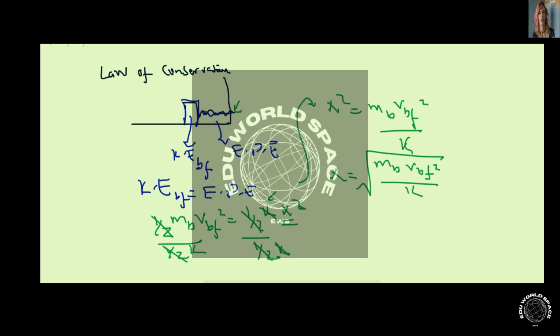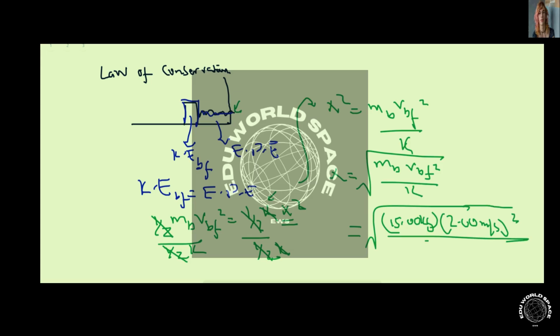The other thing that happens is now we can plug in the numbers. So 15 kilograms times final velocity of block, we found 2 meters per second. We have to square that over 500 newtons per meter.